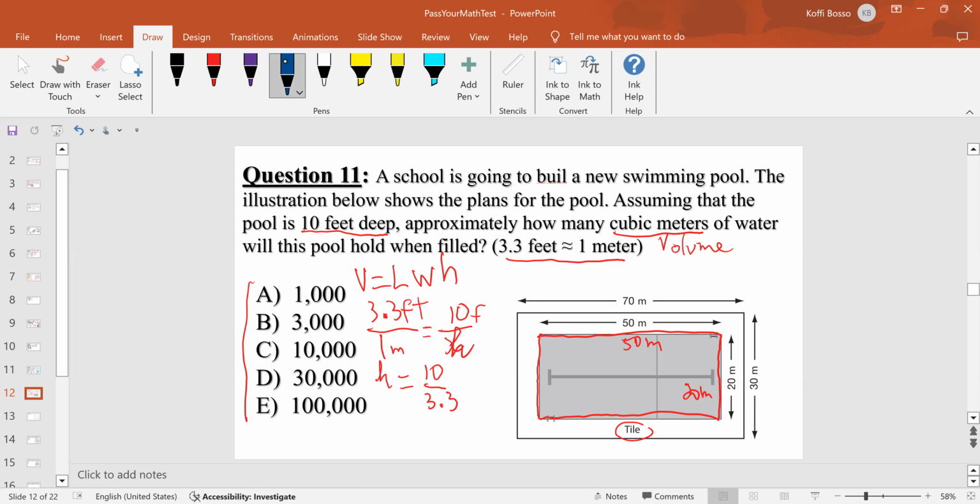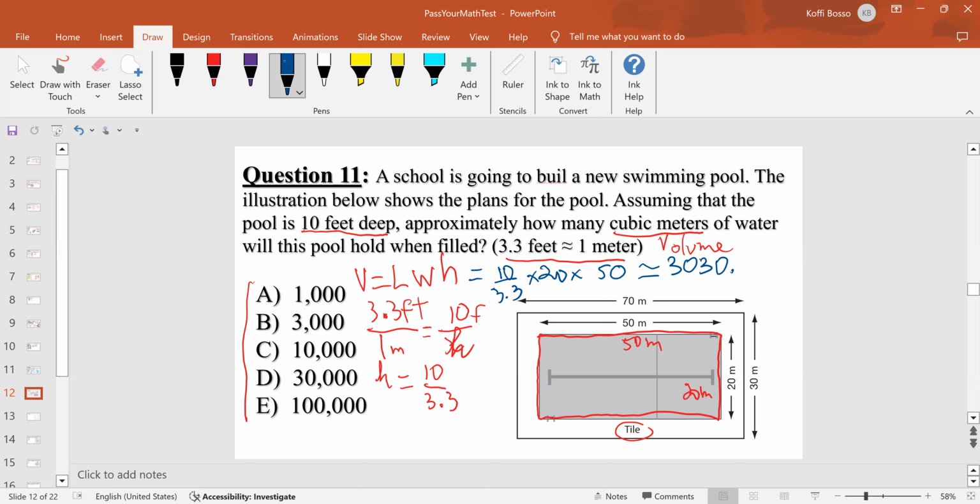Therefore, to calculate this volume, I will take 10 divided by 3.3, which is my h, multiplied by w. W here is 20, multiplied by L, 50. So it's the same as 50 multiplied by 20 multiplied by 10 over 3.3. And if you do this calculation, you're going to get approximately 3,030.